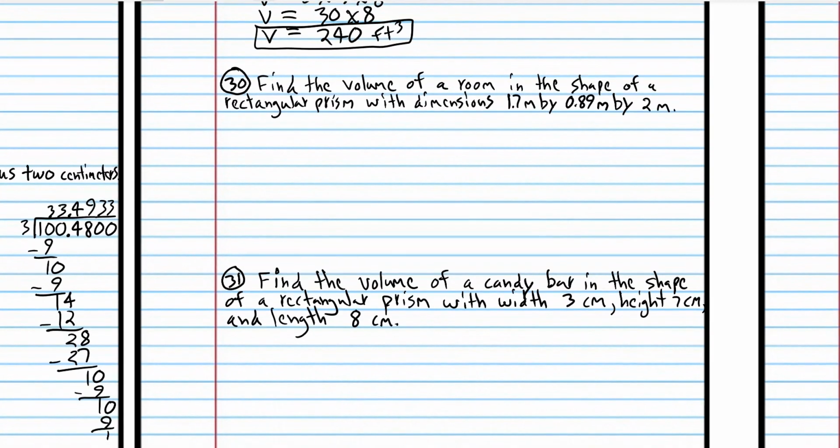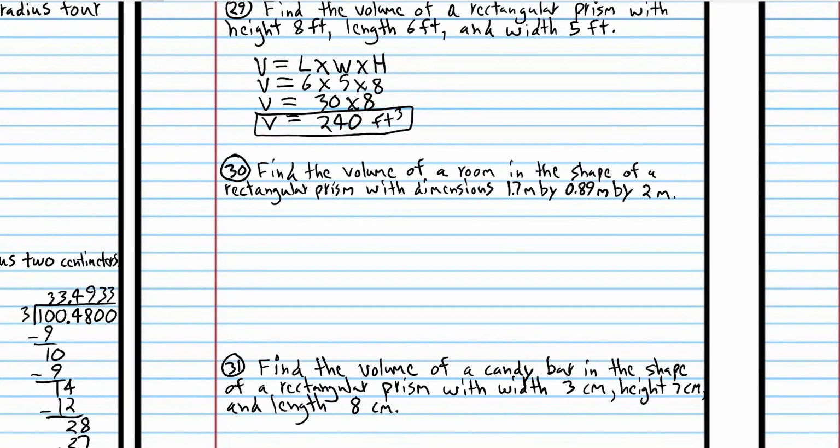All right, so in the next problem, we have the same thing. Find the volume of a room in the shape of a rectangular prism with dimensions 1.7 meters by 0.89 meters by 2 meters. Now notice this terminology here. We're saying length by width by height. When you say length by width by height, that's just another way to list the dimensions.